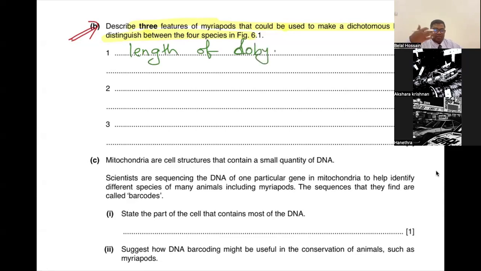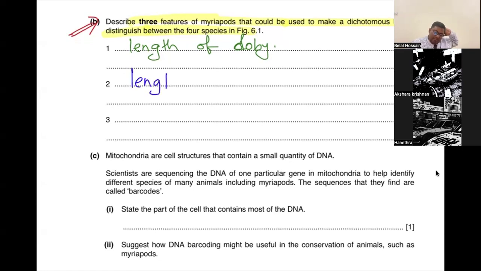Now tell the next one. Antennas. The length of antennas, because they have different lengths. Then the number of legs. Pairs of legs, or total number of legs. Okay, number of legs.